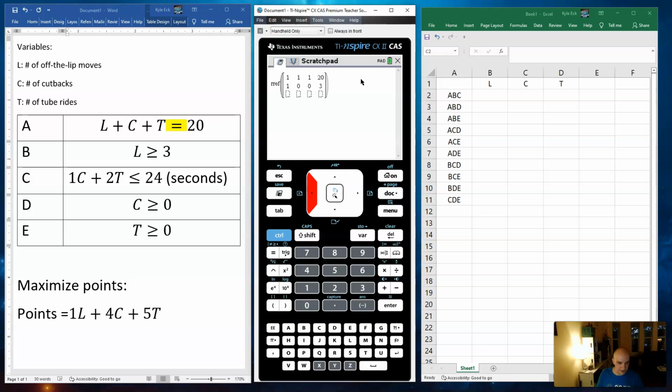And I'm going to do constraint C, which is 1. Nope. No off the lip moves. 1 cutback. 2 tube rides is less than 24. So being really careful in the system, a lot of room for error with missing zeros or missing pieces. This is what this should look like. We get the solution set for LCT. L is 3, C is 10, and T is 7.